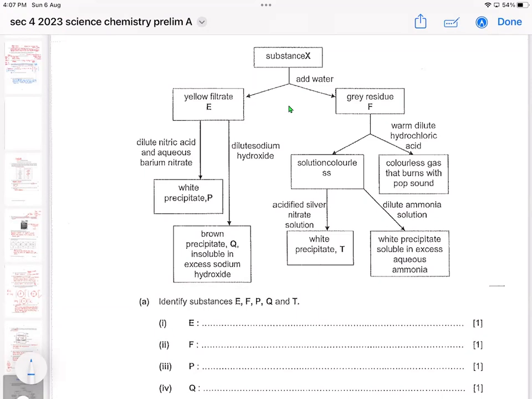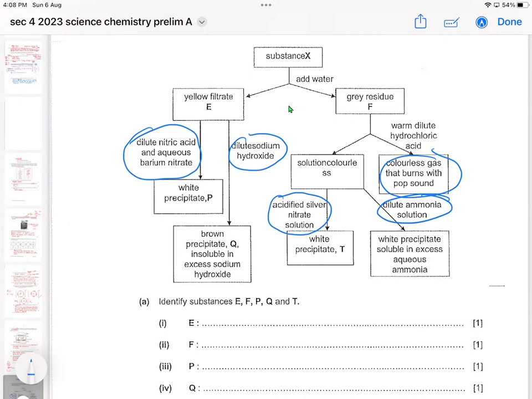Okay, so a few things. When you do QA, you want to look for specific tests that are very common. For example, sodium hydroxide is in your QA list. This is in your QA list. This is in your QA list. Aqueous ammonia, everything is in your QA list. So this one is directly memorized from what you have in your list.